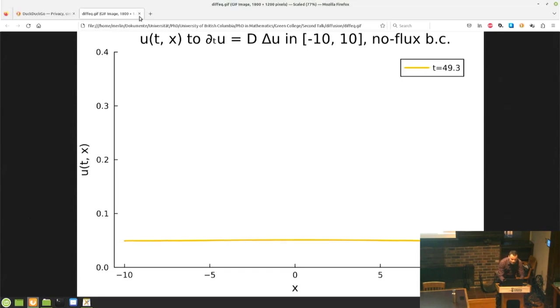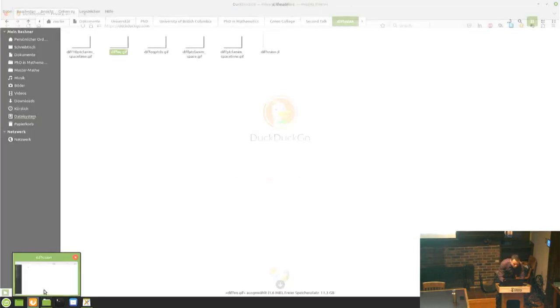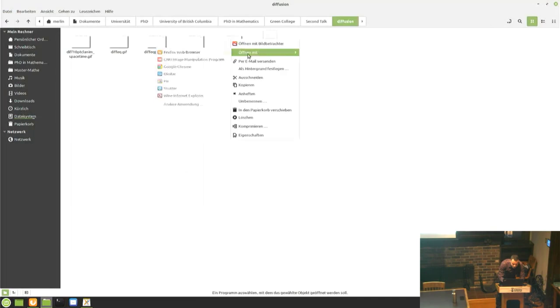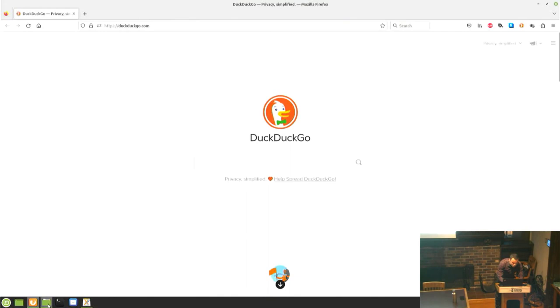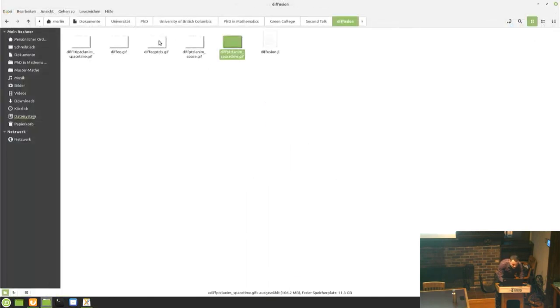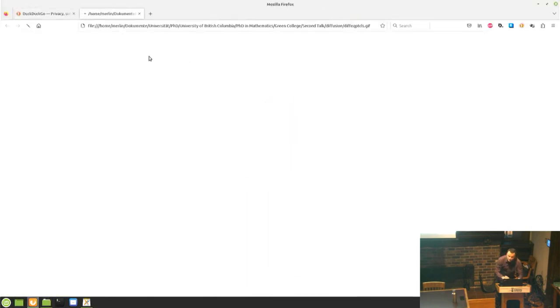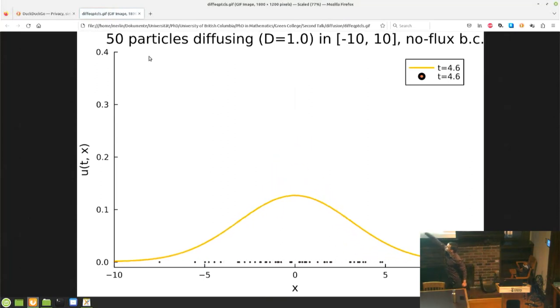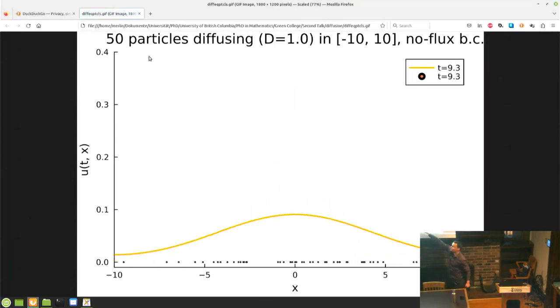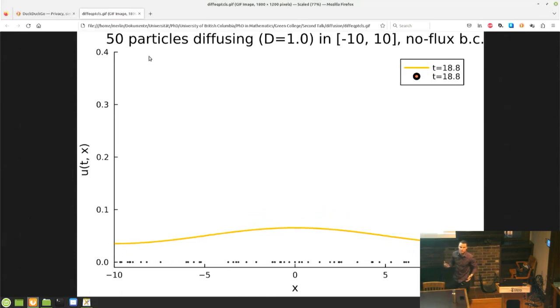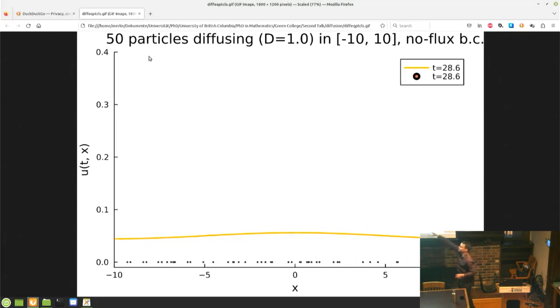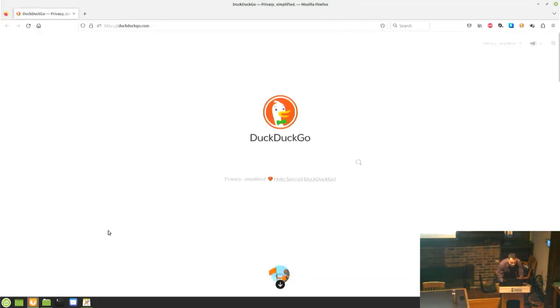Now I overlay these two things in order for you to see how these two descriptions are related to each other. And we see that the probability of every single particle to be at a certain point is related to the mass of particles, even how the mass is diffusing, which is different, right? And now both are equilibrating. Okay.